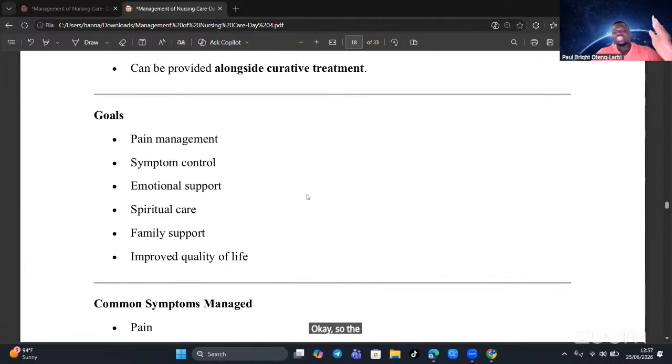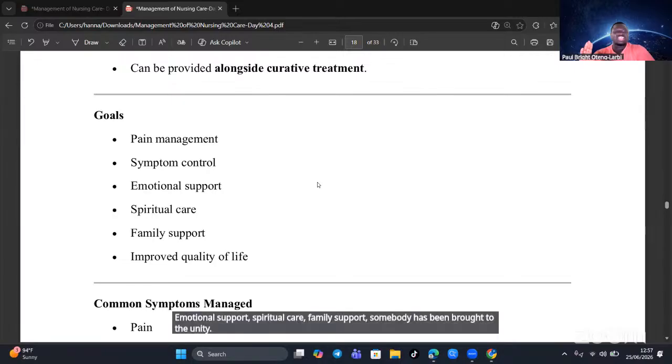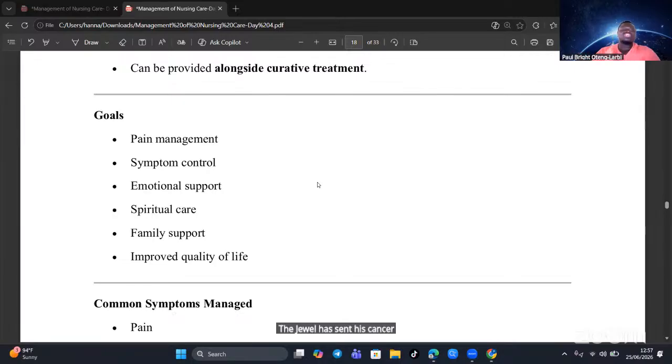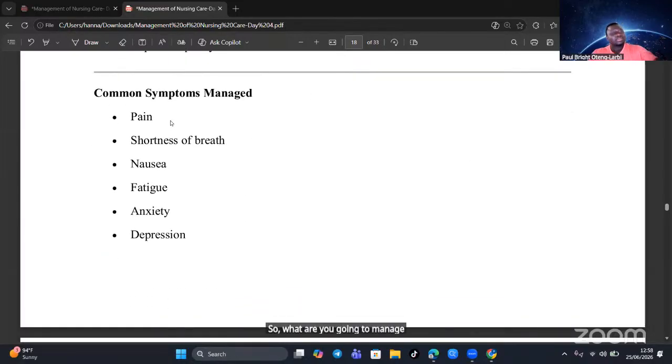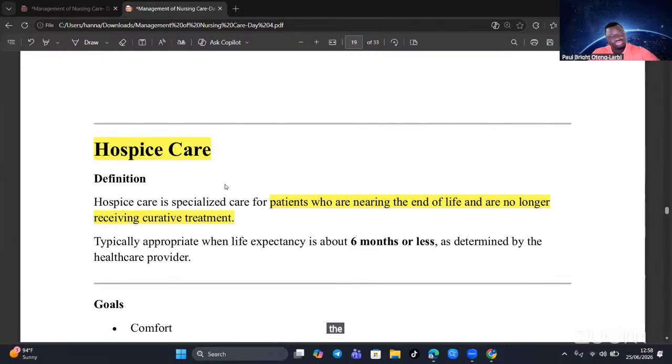Okay. So the goal of palliative is what? Pain management, symptom control, emotional support, spiritual care, family support. Somebody has been brought to the unit. The Chibu has sent his cancer patients to your unit, palliative unit. Okay. The goal, the reason why he brought the patient there is to receive all these things from you, the nurse. So, what are you going to manage as a nurse? The pain, the shortness of breath, the nausea, the fatigue, the anxiety, the depression you are going to do.